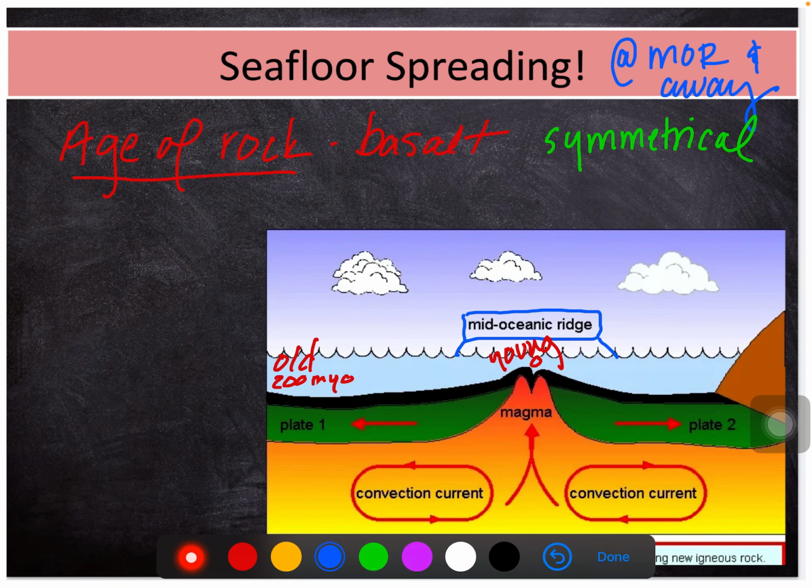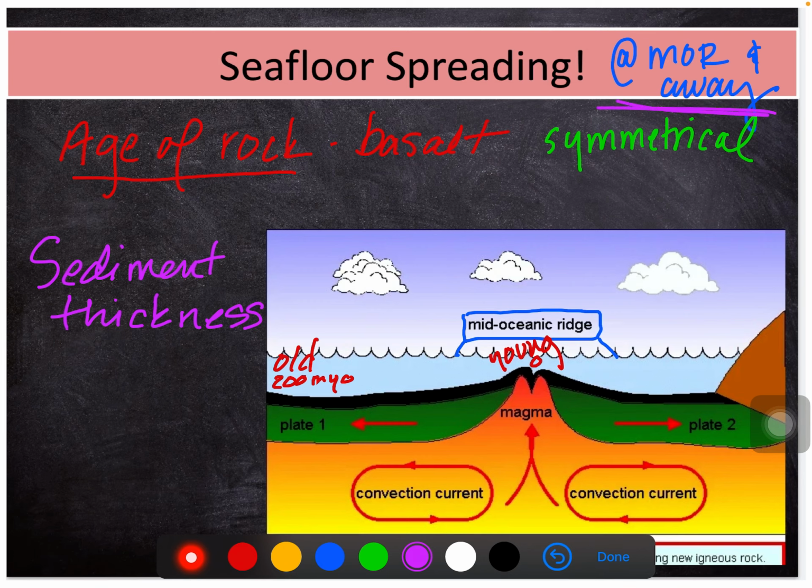Our second piece of evidence is sediment thickness. And when we think about the thickness of sediment, again, we're looking at that location at the mid-ocean ridge compared to further away. We can draw our sediment in here to make a visual for our pattern or our data. We see the thinnest right at the ridge and thickest farthest from the ridge.